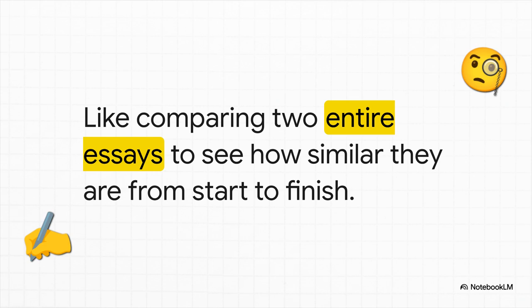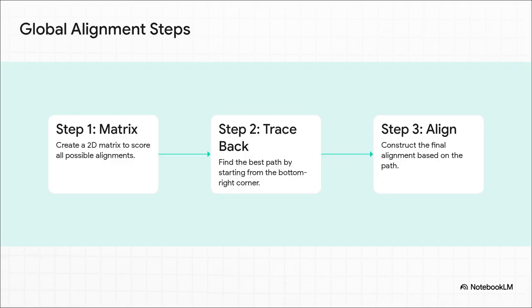Let's stick with an analogy. Think about global alignment like this. You're a professor with two student essays on the same topic. You're comparing them from the very first word to the very last one, trying to get an overall similarity score. You care about the whole document.